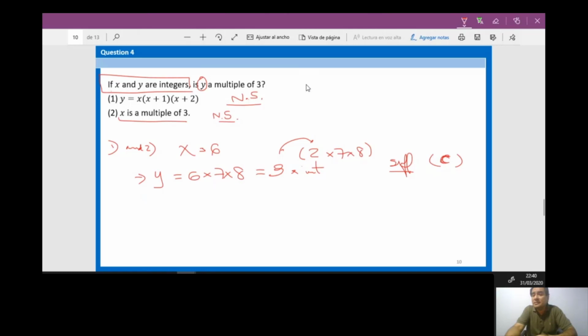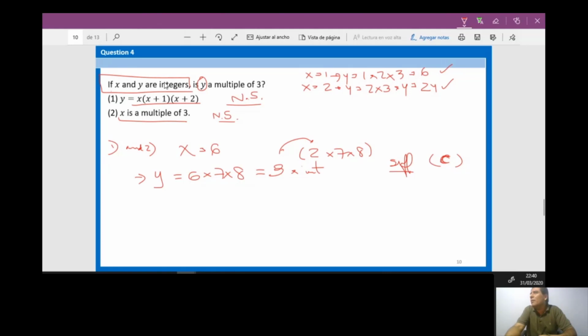For example, you could do this. You could say, what happens when x equals 1? Then y would be 1 times 2 times 3. Notice that this number is divisible by 3. What happens if x equals 2? y would be 2 times 3 times 4, right? Because this is what it says here. So that would be what? 24, which is also divisible by 3.